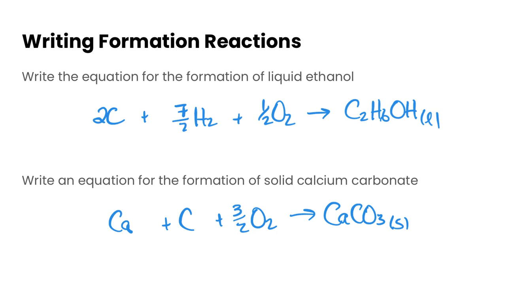So going back now, we can fill in all of our state symbols. So carbon's a solid, hydrogen and oxygen are both gases, and calcium's a solid, carbon's a solid, and O2 is a gas. So formation reactions are balanced for 1 mole of the product, and they may have fractions, and they have state symbols written down for everything.